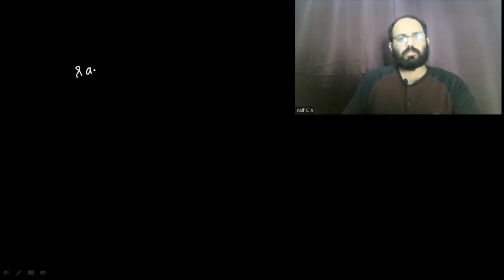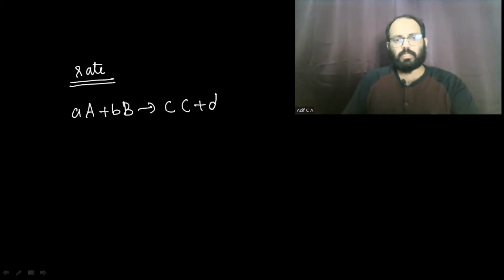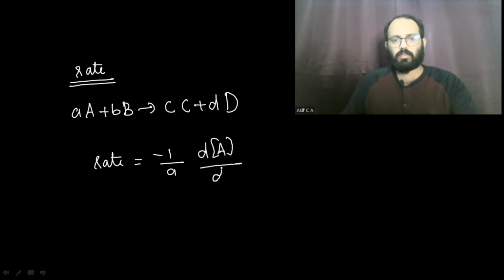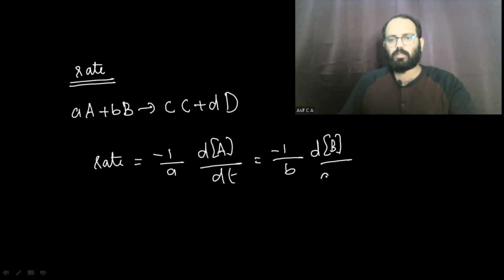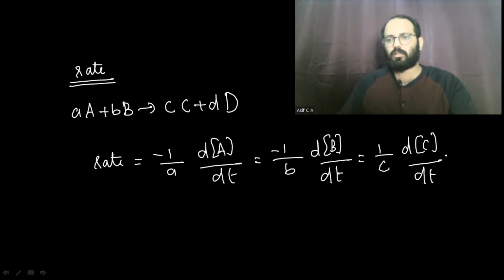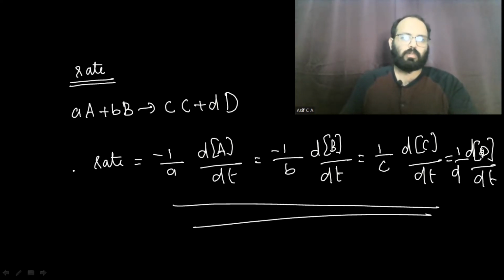Now we will be discussing chemical kinetics. First, we will talk about the equation of rate of reaction. If there is a reaction aA plus bB gives cC plus dD, then you can have the rate equation. Rate is equal to minus 1 by a dA by dt is equal to minus 1 by b dB by dt, which is equal to 1 by c dC by dt, which is equal to 1 by d dD by dt. Having written this, we can find the rate of reaction.